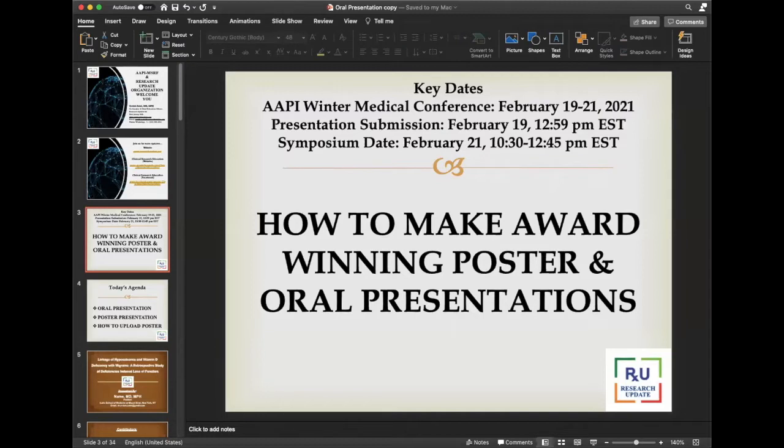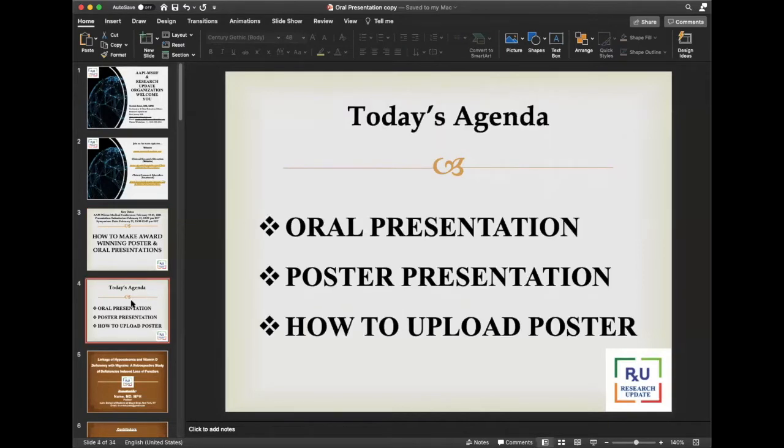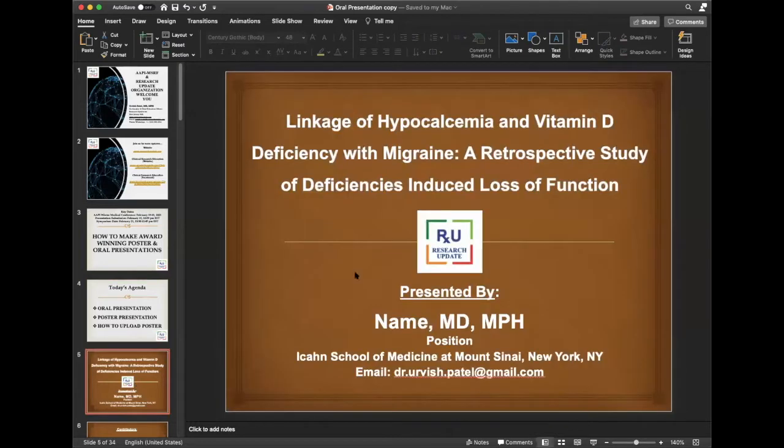So let's start the session, how to make award-winning poster and oral presentation. Today's agenda will be number 1, oral presentation, number 2, poster presentation, and number 3, how to upload your poster once it is accepted, of course. So we are going to start with oral presentation first. We are not going to take much time on oral presentation because there will be very few people whose presentation has been accepted in the oral presentation category.